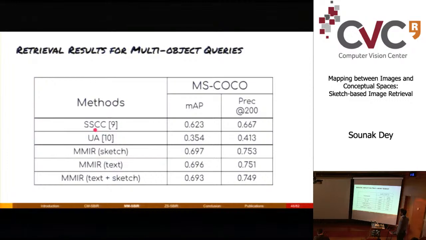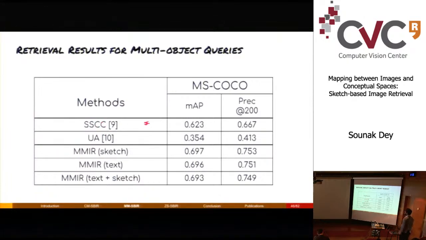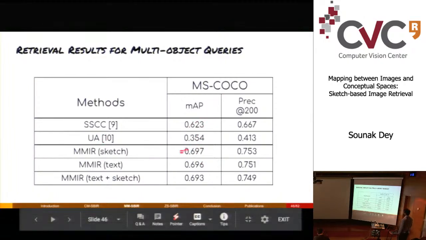So this state of the art was made for multiple text queries. So we took that, we modified it for multiple sketches. We have this result. This was one other such state of the art. We have a result of 0.35. And in both the cases, we beat them by quite a lot of margin.